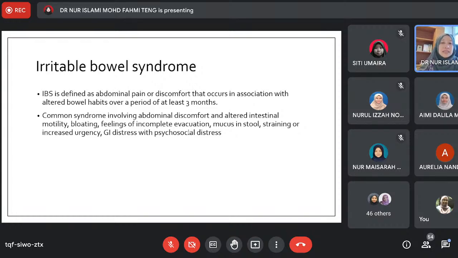So we looked at IBD, now we look into IBS, irritable bowel syndrome. Don't confuse IBD and IBS. IBD is actually an autoimmune chronic inflammatory condition. Just remember IBD is either Crohn's disease or ulcerative colitis. However, IBS is a syndrome, abdominal pain or discomfort for at least 3 months. So we diagnose it as IBS.